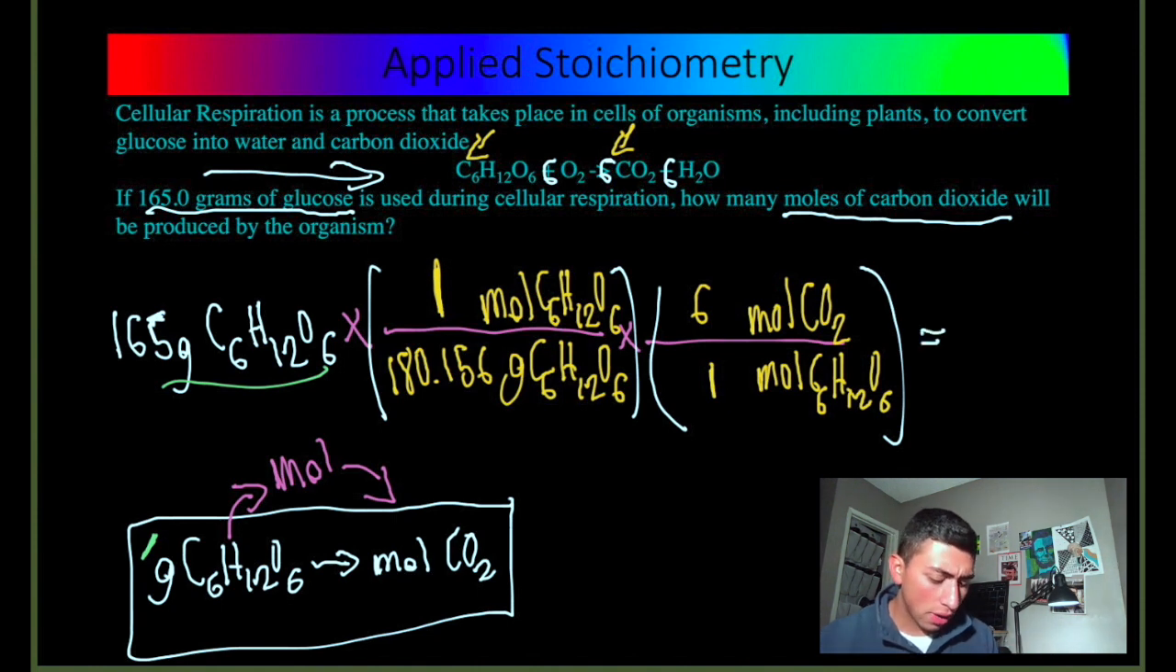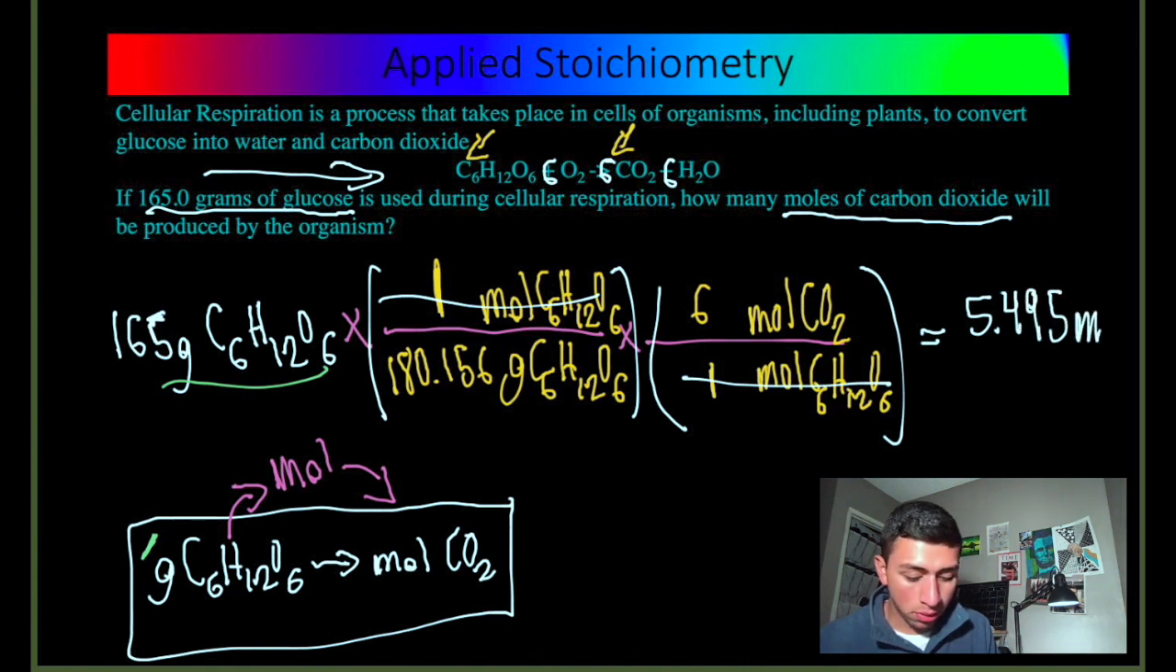And when you plug this into your calculator, what I would personally do is just go ahead and ignore all these ones here. What I usually do is just ignore the ones with the ones, and so I'll just do 156 divided by 180.156, and then I'll multiply that by 6. Once you do that, your final answer, taking significant figures into consideration, should be something around 5.495 moles of CO2.